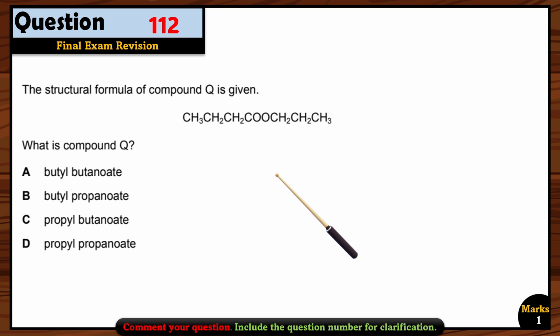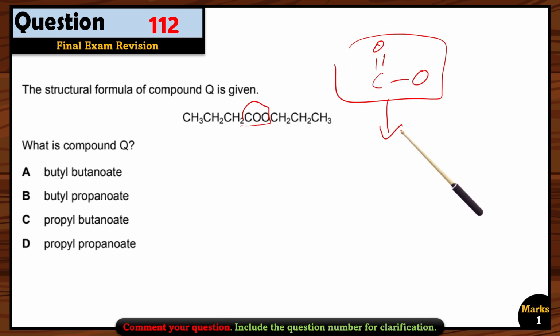So compound Q, first of all, you have to see the formula. What is the functional group? Which functional group is present? Then you can decide which homologous series this one belongs to. If you see COO in the structural formula, it means C double bond O, so it is an ester, because this is an ester bond, okay?